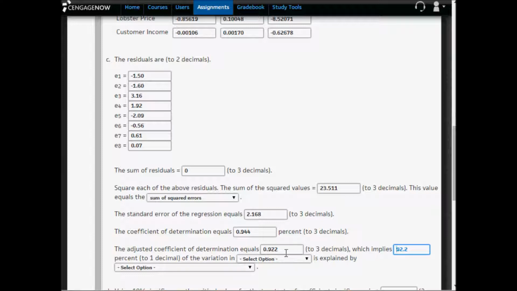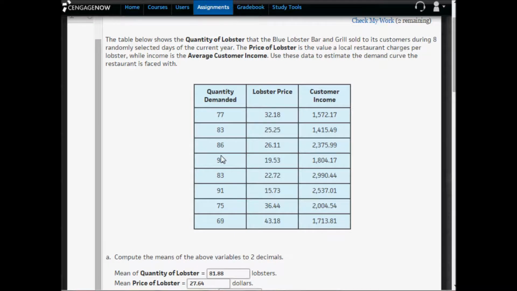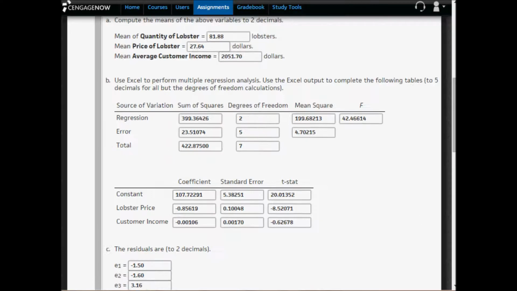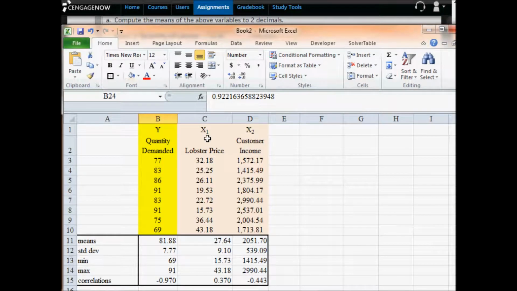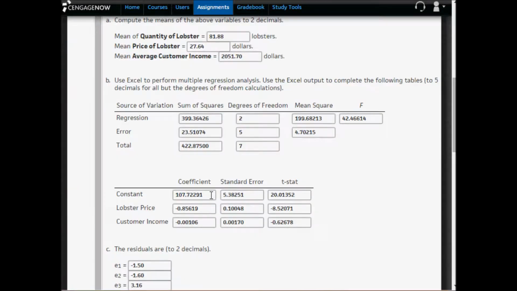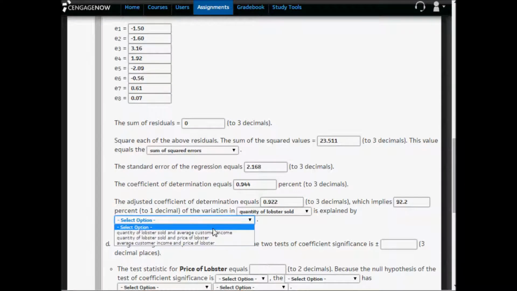And so now this number here implies that 92.2% of the variation in the y variable, and what is the y variable here? Our y variable is quantity demanded, is explained by our model. And what is our model? Our model is X1 and X2, lobster price and customer income. So lobster price, average customer income, and price of lobster.